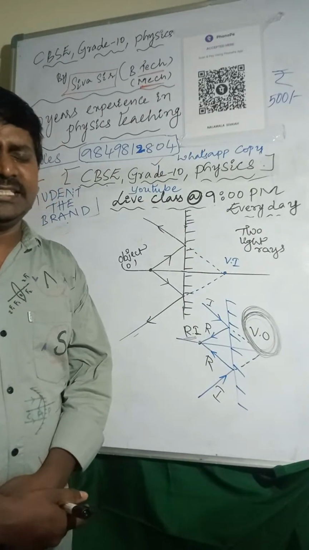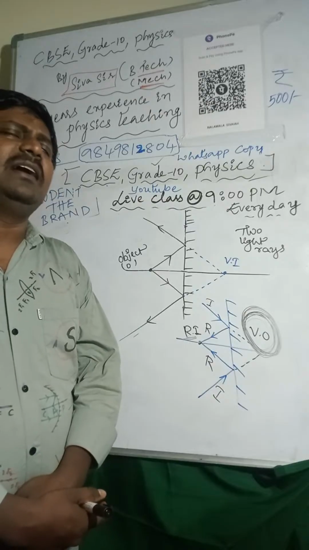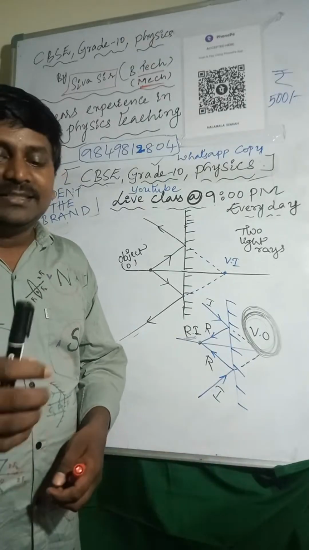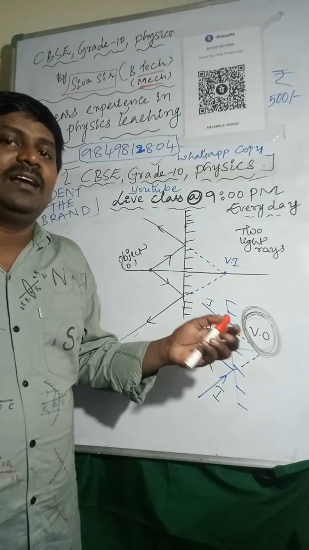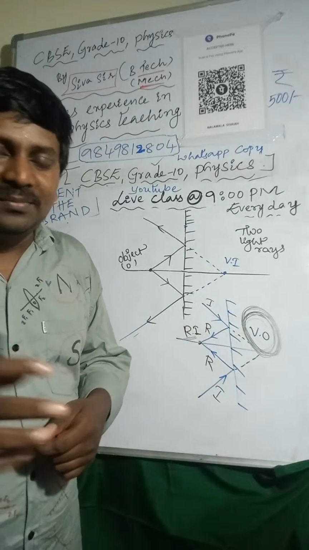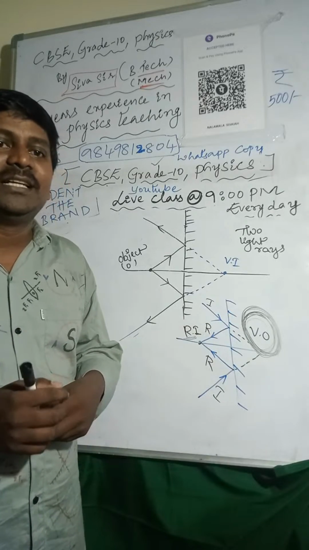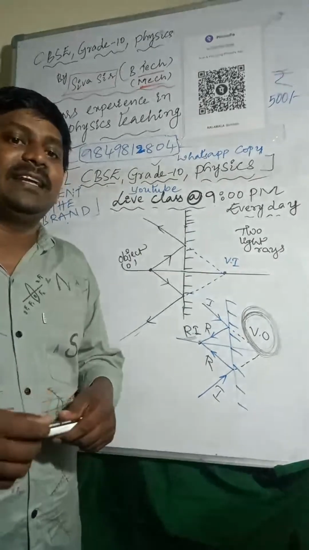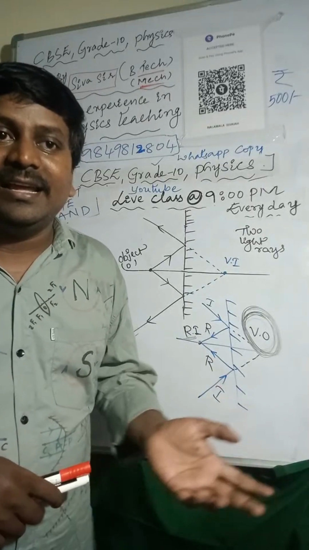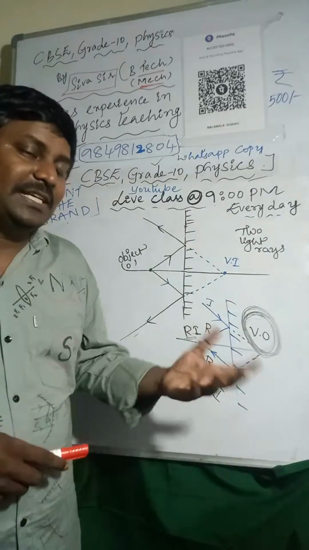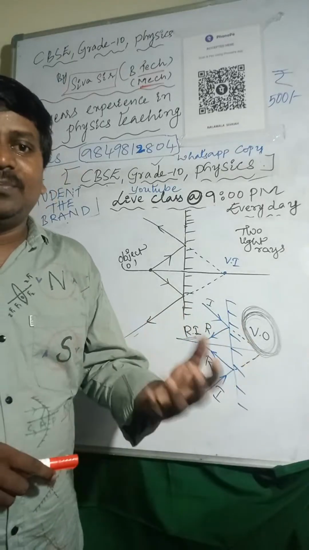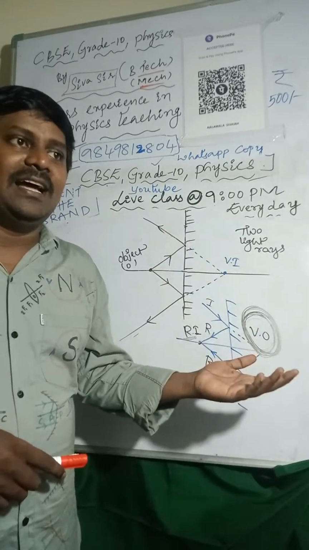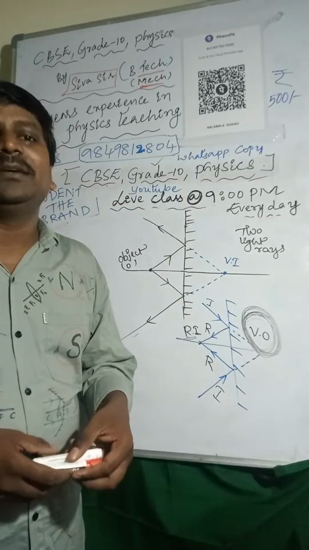New Cartesian sign convention: all distances are measured from the pole. Distance along the incident ray is positive, distance opposite to the incident ray is negative. Distance above the principal axis is positive, distance below the principal axis is negative.